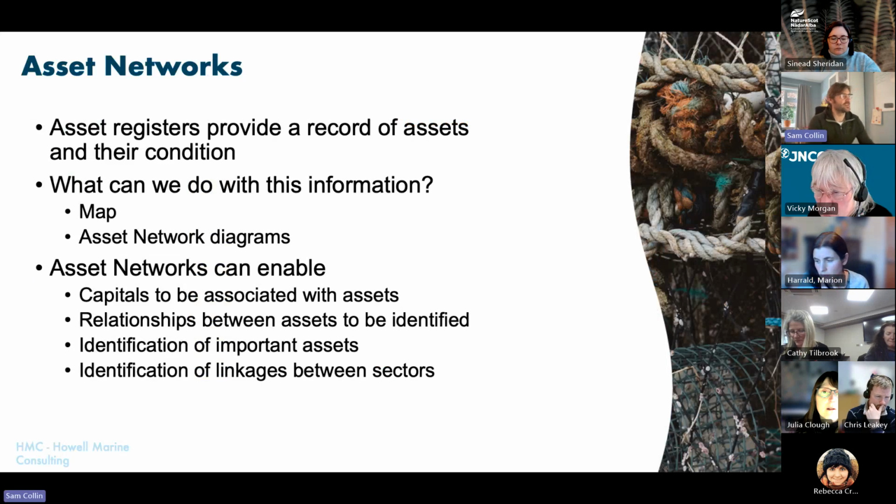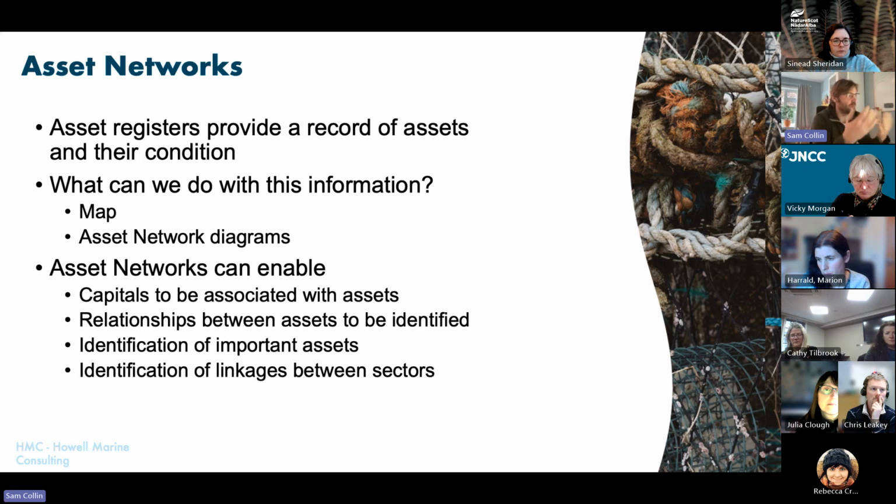So once we've developed that asset register, and that provides us with a record of assets and their condition, the next question is, what do we do with that information, and how do we present that information? One way is spatially mapping it out, so plotting it out, and that can quite quickly become complicated and messy. So we tried to find or develop a simplified way of presenting this information, and we came up with what we're terming asset network diagrams.